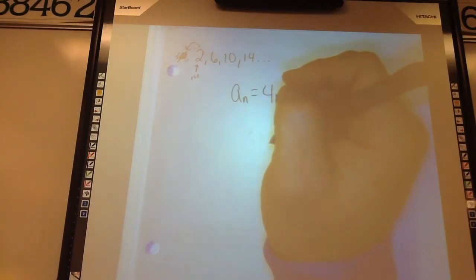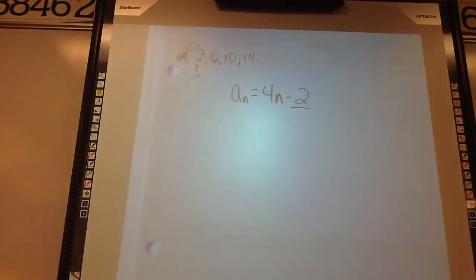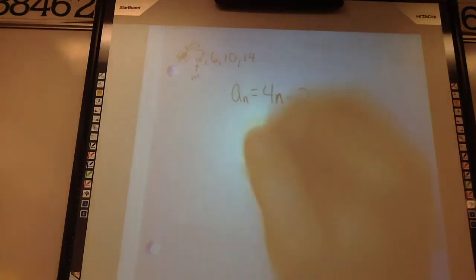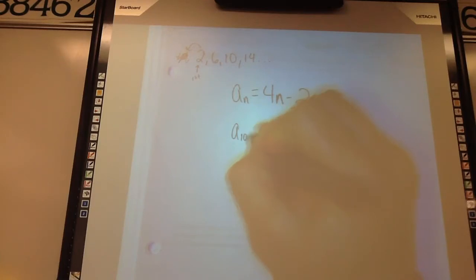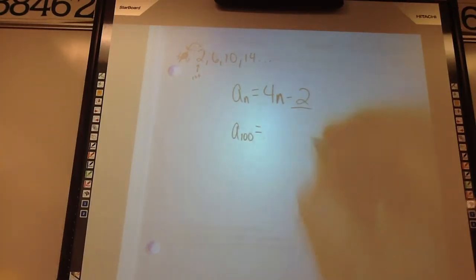Does the negative 2 mean like subtract something? Yeah, as soon as you multiply it. So now if I ask what is the 100th term, you plug it in. It would be 4 times 100 minus 2, would be 400 minus 2, would be 398.